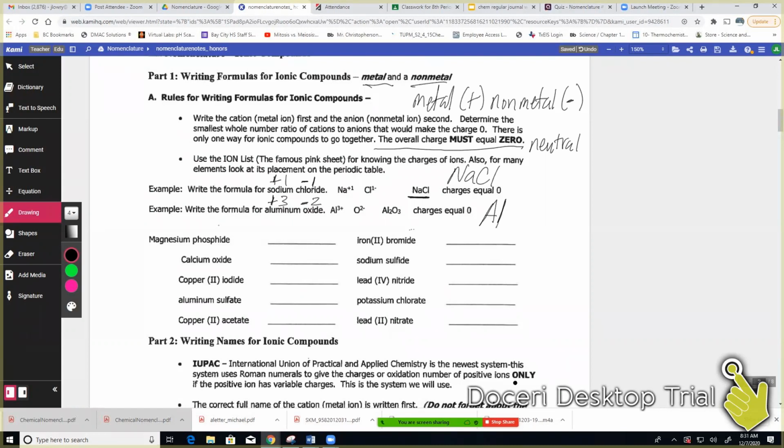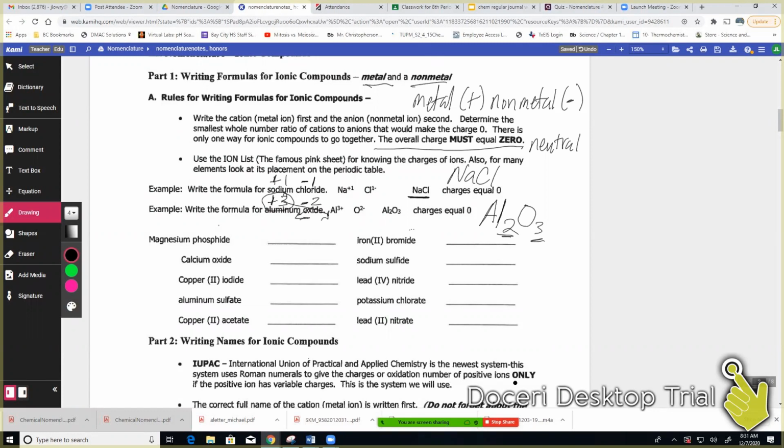So I'm going to put my Al for aluminum. What do I need to multiply 3 by to get 6? 2. And then I'm going to put my O for my oxide. What do I need to multiply -2 by to get 6? 3. And then that would be my correct formula, Al2O3. If you look at it, it's like the charges switch places, but you leave the negative sign behind. You would never have a negative subscript. That 2 came over here and became the subscript for aluminum. That 3 came over here and became the subscript for the oxide.